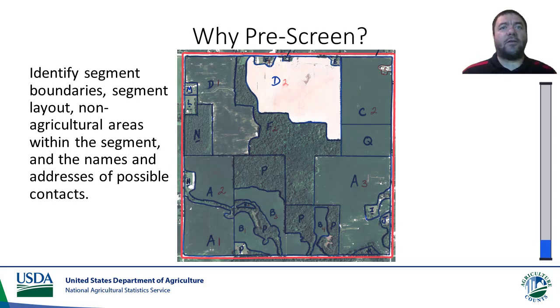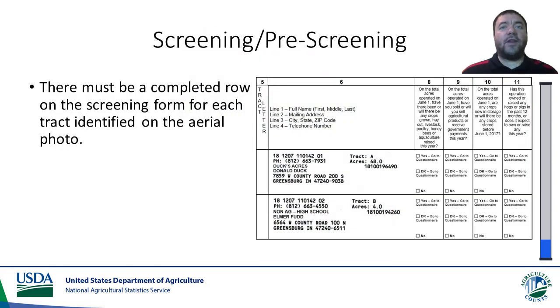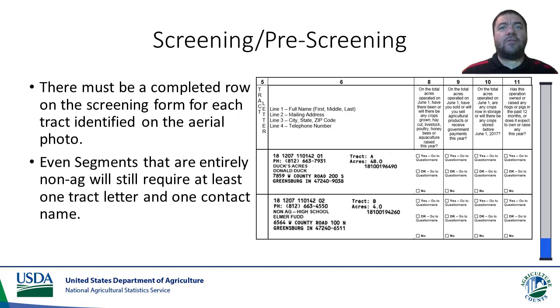When pre-screening is complete, each tract identified on the aerial photo must have a completed row on the screening form. Even segments that are entirely non-ag will still require at least one tract letter and one contact name. Eventually, these operations may be selected for agricultural surveys during the next year, so it is vitally important that all names and addresses are correct.